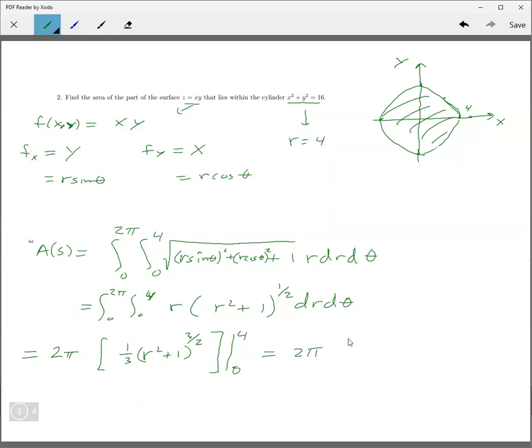So that's going to be 2 pi times 1/3. Okay, so if you put a 4 in here, you get 17 to the 3/2. And if you put a 0, you get 1. So I'm getting 2 pi over 3 times 17 root 17 minus 1.